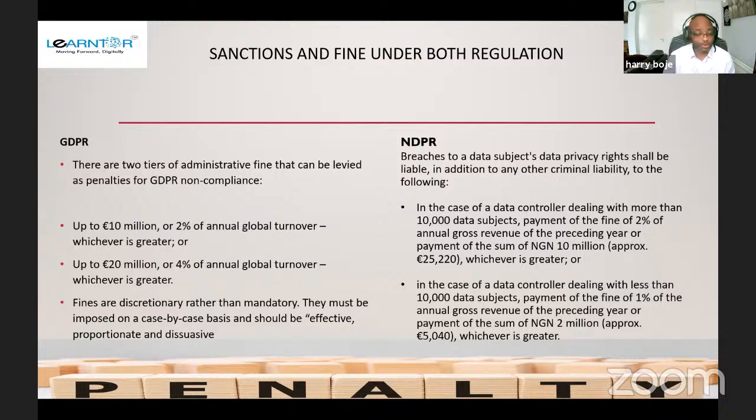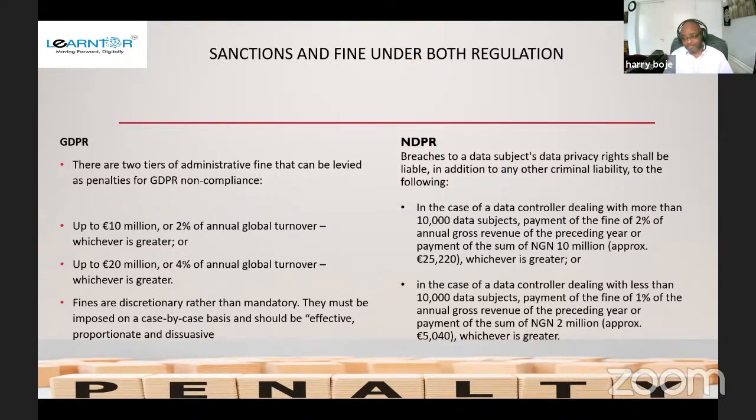There are sanctions in both regulations for non-compliance. So in GDPR, we have two tiers. One is up to 10 million euros or 2% of the annual global turnover, whichever is greater. And then the most serious one is 20 million or 4% of global turnover. These fines are discretionary and they are not mandatory. So the supervisory authority, and when I mention supervisory, I mean each country in the EU has a supervisory authority that monitors and takes responsibility for data protection. They might deem it fit to fine you less than that, depending on the extent of the breach that you've committed.